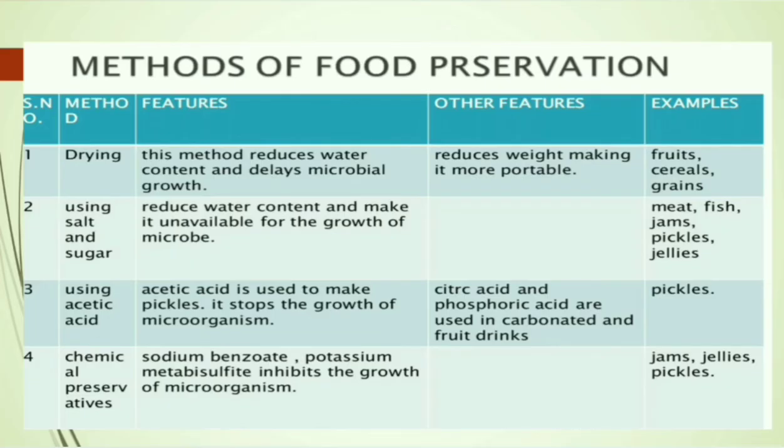वी हैव गॉट अ कंप्लीट टेबल to see how the methods of preservation work. Like drying, by the method of drying we remove or reduce the water content which delays the growth of microbes. उससे वेट भी कम हो जाता है और मोर पोर्टेबल बन जाते हैं, जैसे फ्रूट से. देन वी सॉल्ट एंड शुगर से हमारा वाटर कंटेंट कम होगा और ग्रोथ ऑफ माइक्रोब्स भी नहीं होगा. लाइक मीट, फिश, जैम, जेलीज.